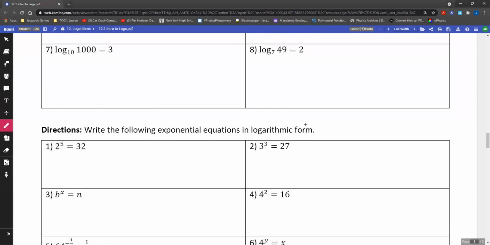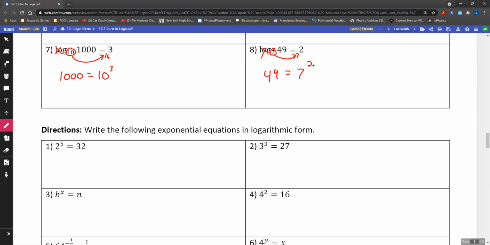All right, down over here. So 10 is going to be my base. I move it over to here. I'm going to drop my log term. So I end up with 1,000 equals 10 to the 3rd. Over here, 7 is my base. Move it over. Drop the log. 49 equals 7 squared.